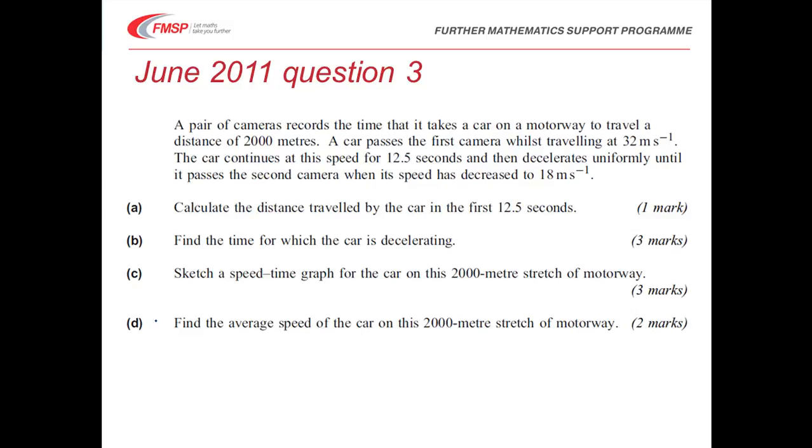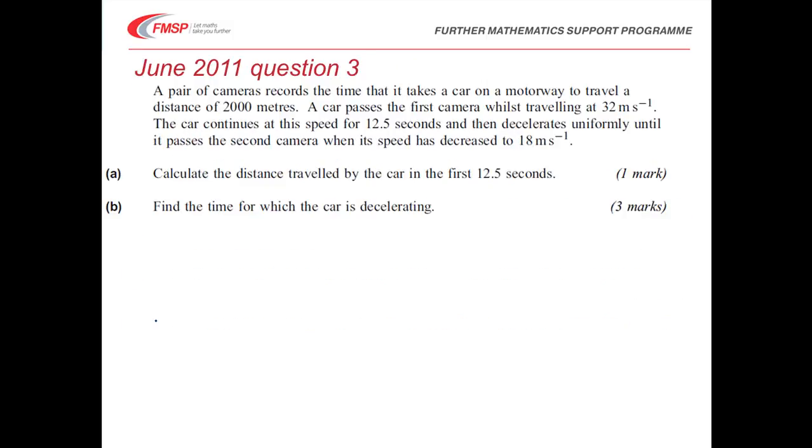So let's have a look at the beginning of this question. I've written the question up again there. In part A we're asked to find the distance travelled in the first 12.5 seconds. Remember that it's travelling at constant speed because it continues at this speed of 32 metres per second for 12.5 seconds. So there's no acceleration.